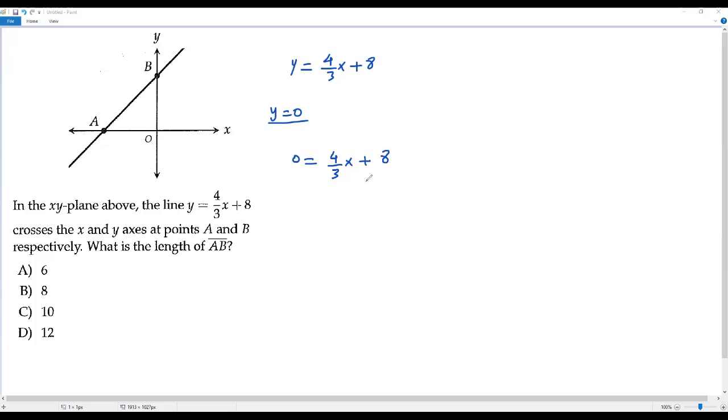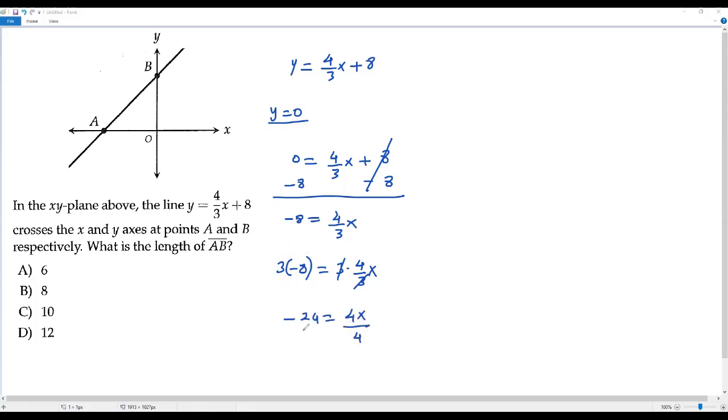Now let's solve for x in this one. For that, we have to subtract 8 from both sides. When I do so, this positive 8 and negative 8 will cancel out. Negative 8 equals 4 over 3 times x. Now I have to get rid of this denominator 3. For that, we multiply both sides by 3. So 3 times negative 8 equals 3 times 4 over 3 times x. This 3 will cancel out. 3 times negative 8 is negative 24 equals 4x.